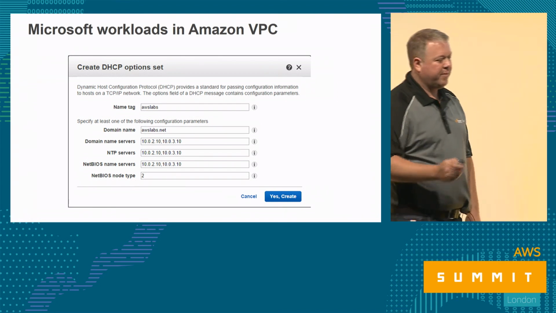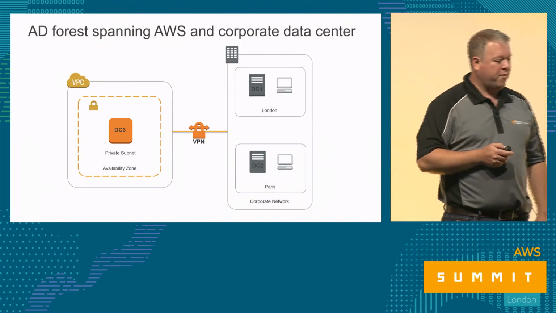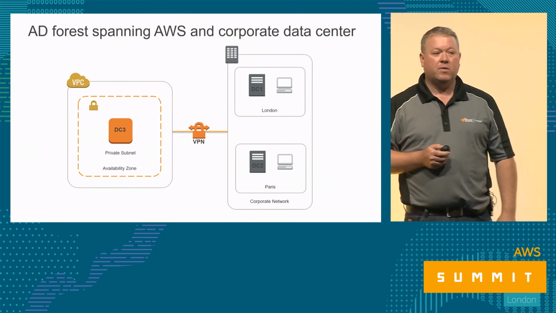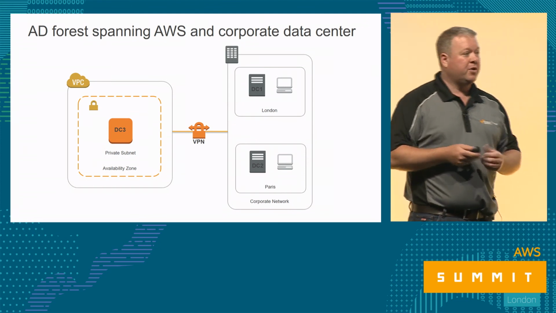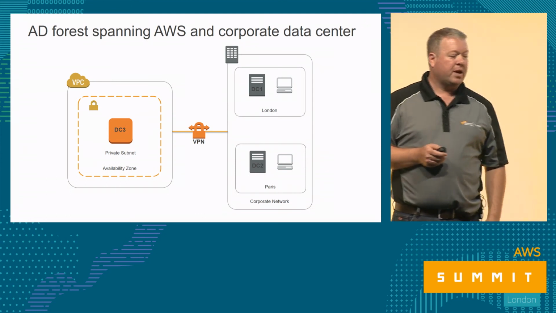So key. We kind of touched on this around an AD forest spanning AWS and the corporate data center. In this case, I use London and Paris as part of the corporate. So I have two domain controllers. Typically, you're going to have more. And now I've got an availability zone in the cloud.